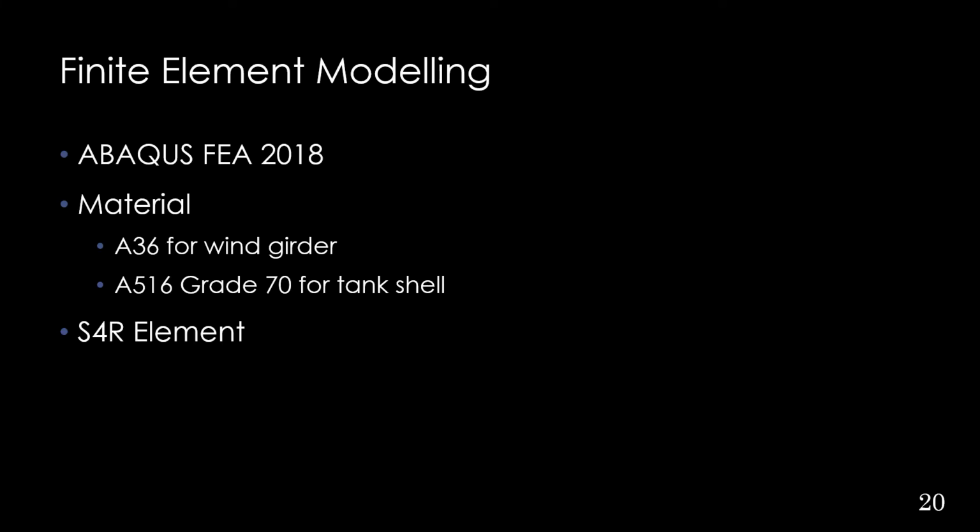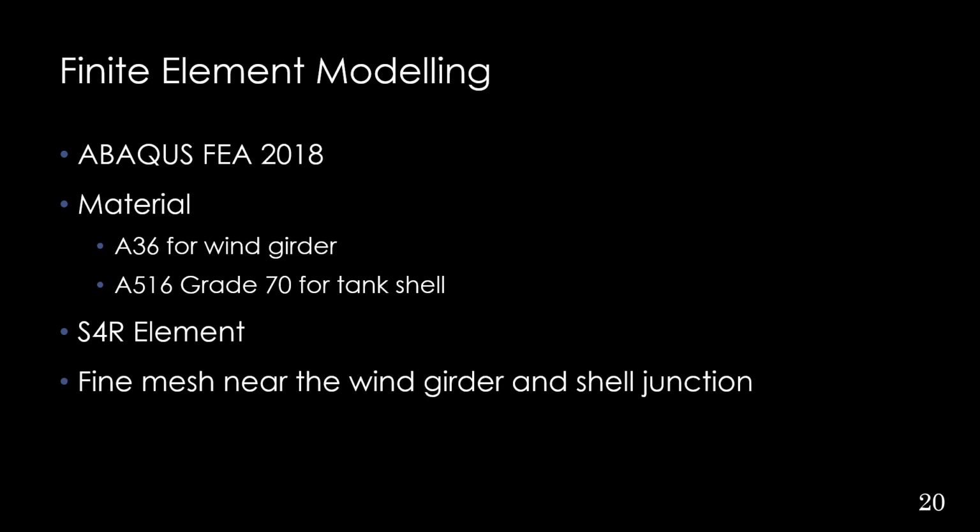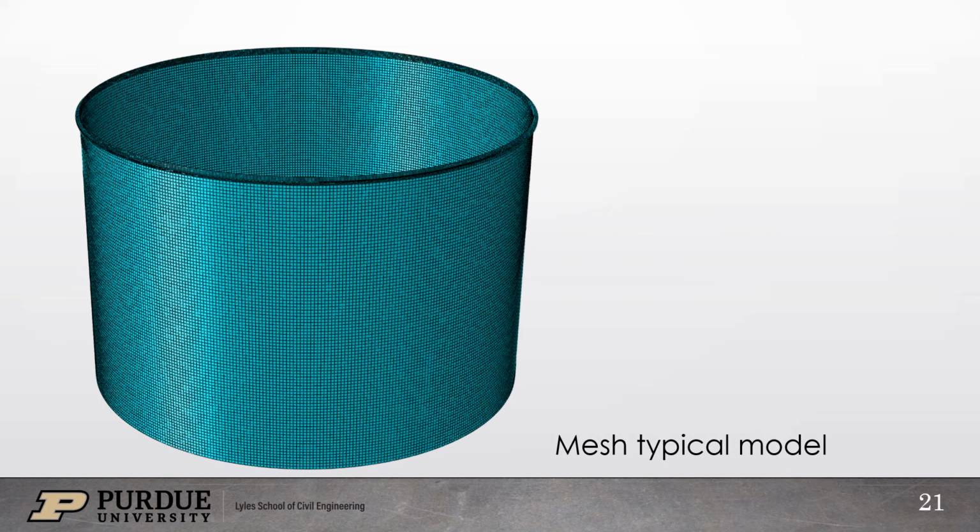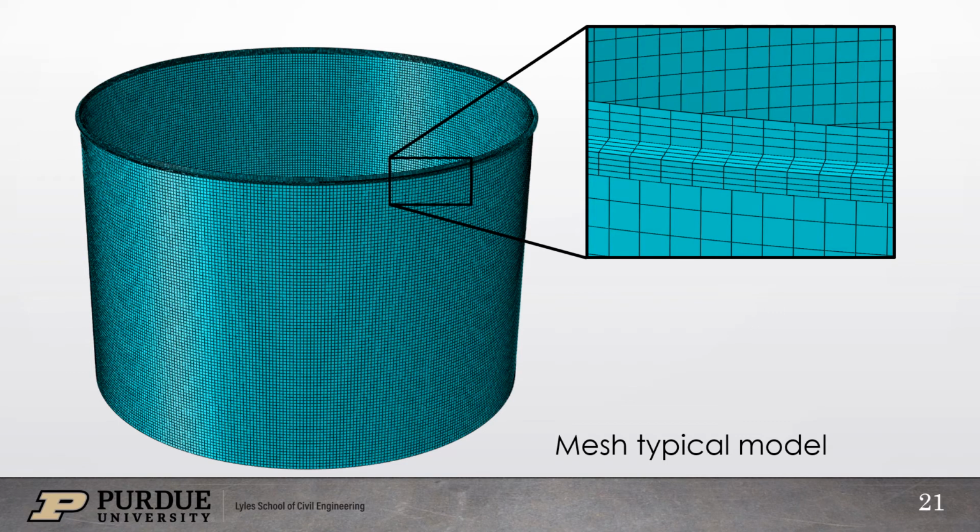The element used is S4R element. It's a typical shell element with 4 nodes and reduced integration. We had a finer mesh near the wind girder and shell junction where the maximum stresses occurred. This is how a typical mesh looked like for a given model. You can see near the wind girder and the shell junction, as discussed before, we have a finer mesh.